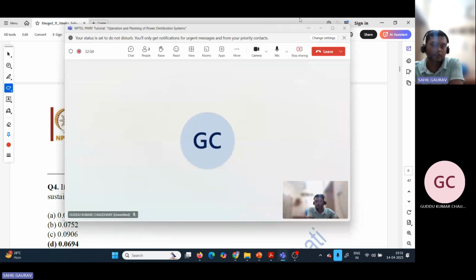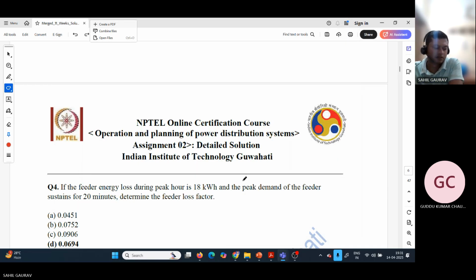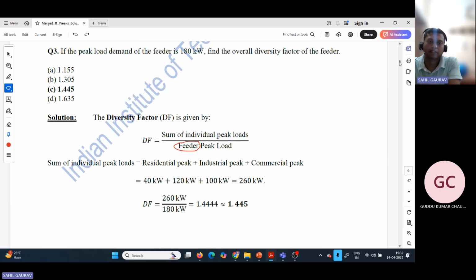Do you know what is the difference between group peak demand and individual peak demand? Group peak demand. No idea, sir. So you revise it carefully, otherwise it will be difficult to solve in the exam.